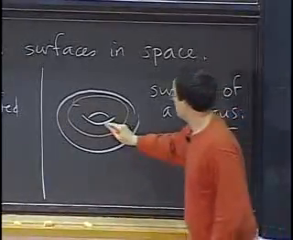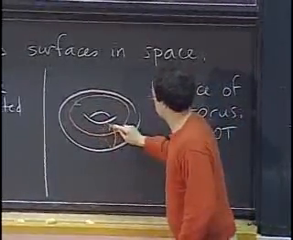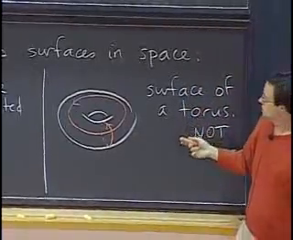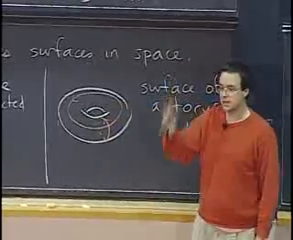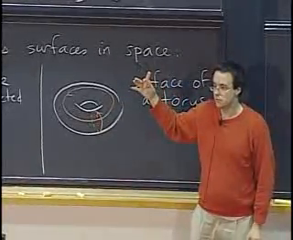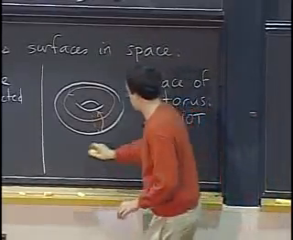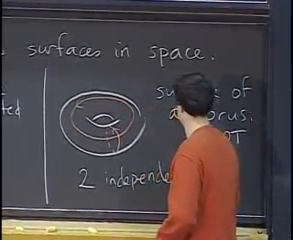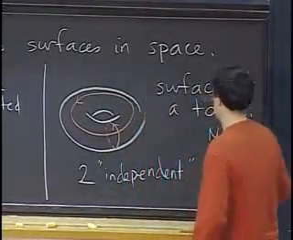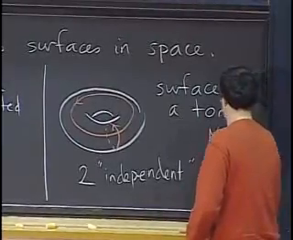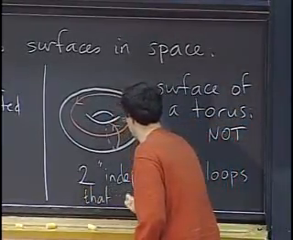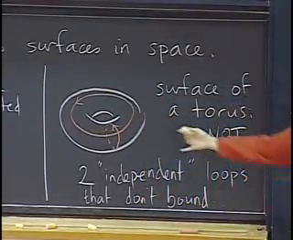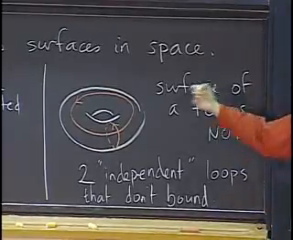In fact, there's another one. See, this one also does not bound anything that's completely contained in the torus. And of course, it bounds this disk that's inside of the torus, but that's not a part of the surface itself. So in fact, topologists would say there's two independent loops that don't bound surfaces, that don't bound anything. And so this number 2 is somehow an invariant that you can associate to this kind of shape.